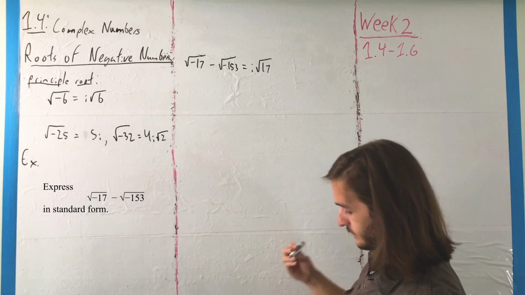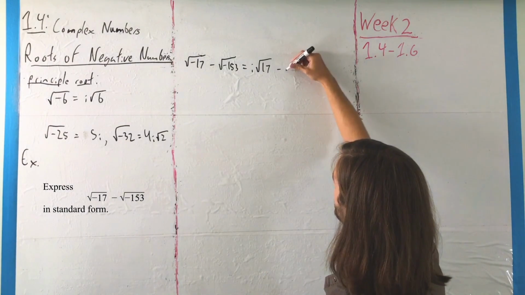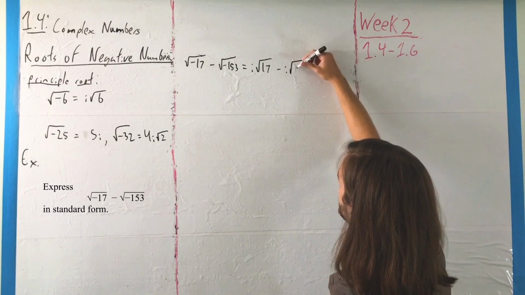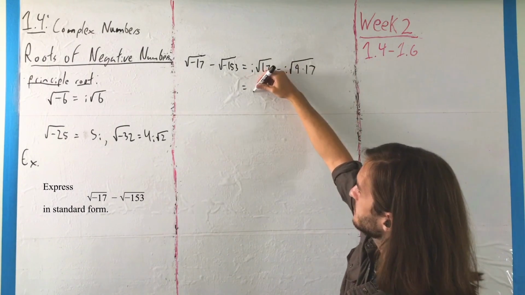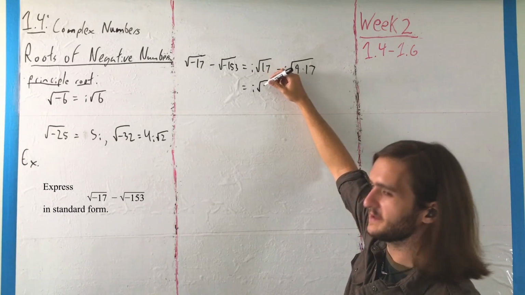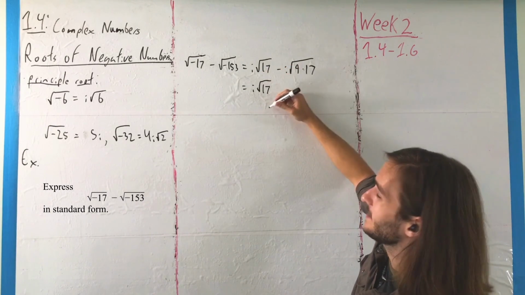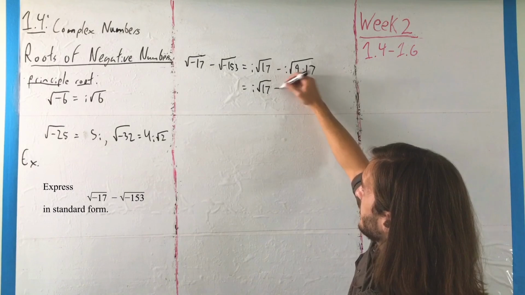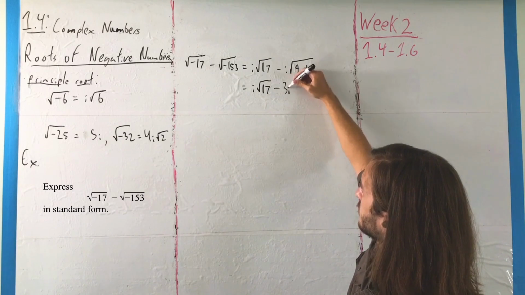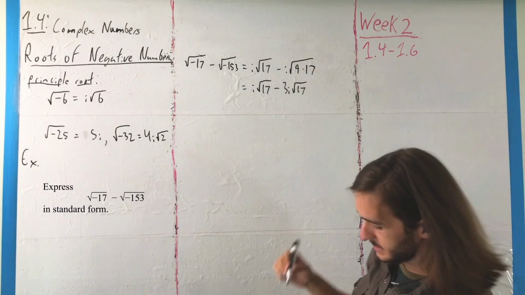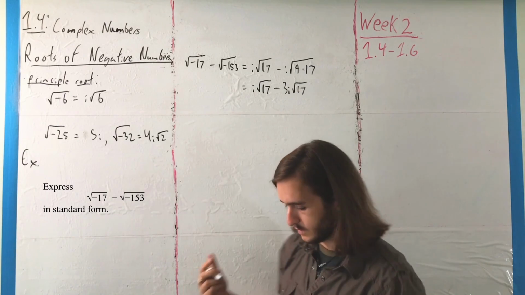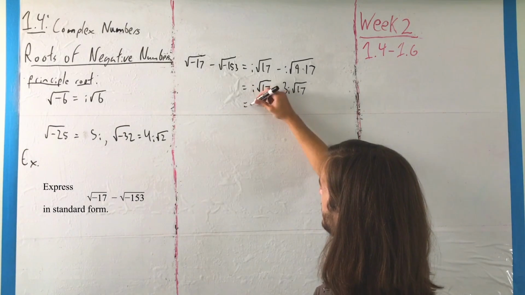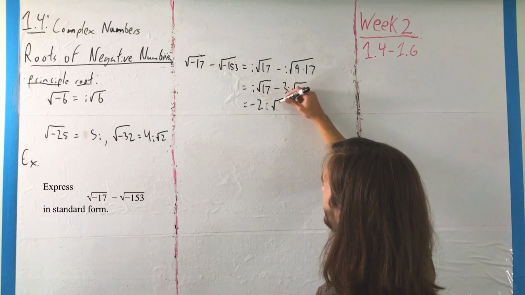So we can write this here as minus i times the square root of 9 times 17. And so we'll have the i root 17 minus 3i root 17. And those, because they have the same base inside of the radical, we can bring together. And we are left with negative 2i root 17.